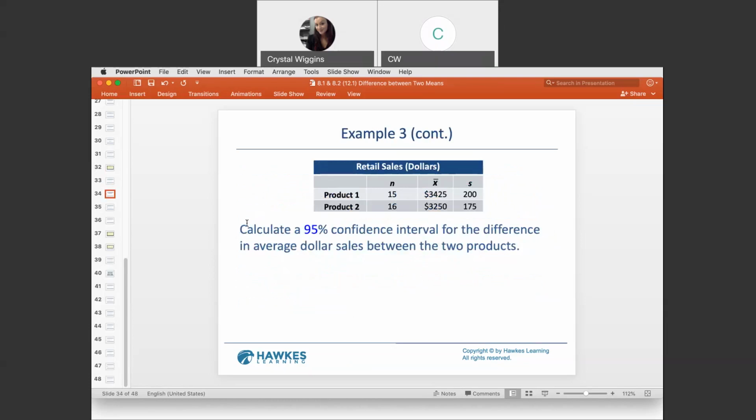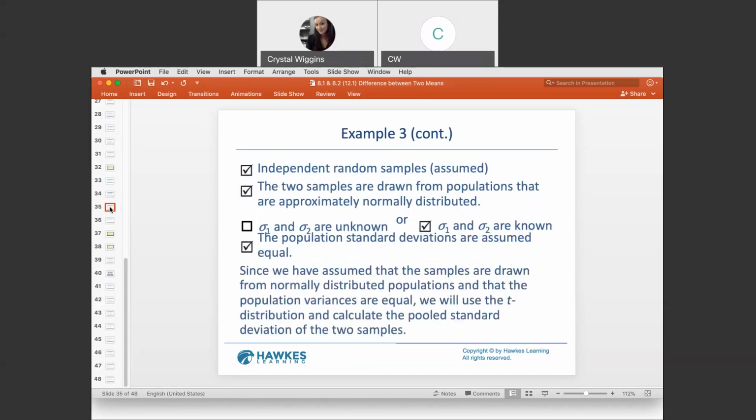Okay, so we now want to calculate a confidence interval for the difference in average dollars between the two products. Checking our assumptions, the independent random samples, yes, we are assuming that anyway. The two samples are drawn from populations that are approximately normally distributed, that was stated. Our population standard deviations are unknown, but we're told, ooh, that's checked wrong.